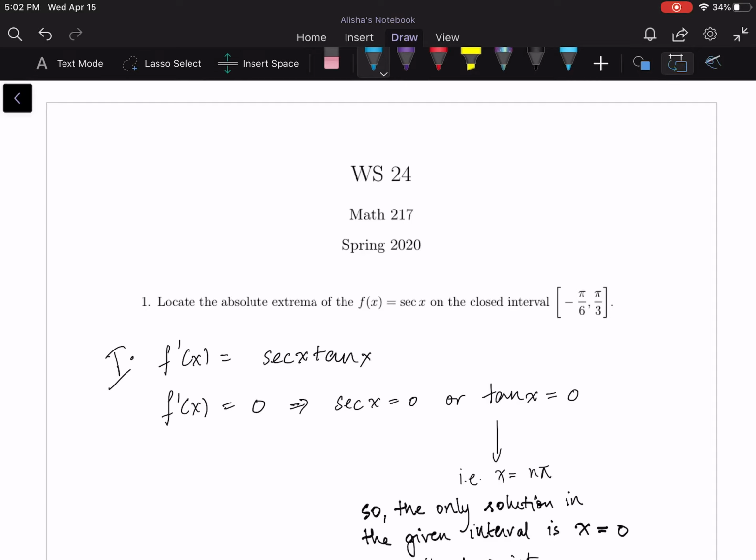Okay, so time for worksheet 24. There are a lot of annoying questions on this worksheet, but hopefully, I don't know, it's annoying. This worksheet is annoying.